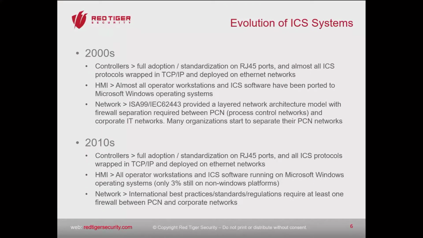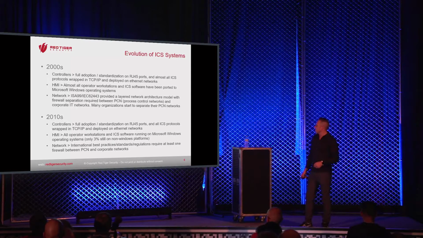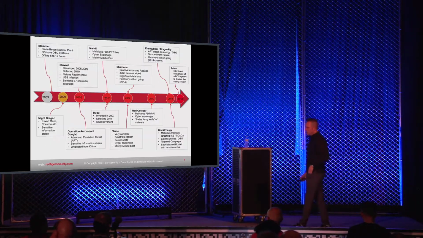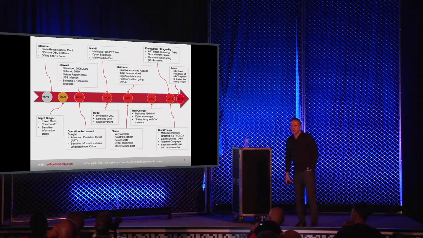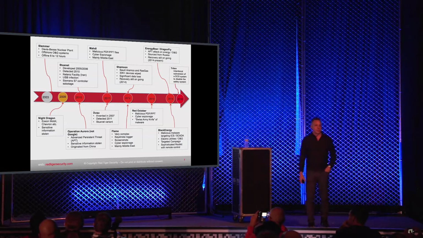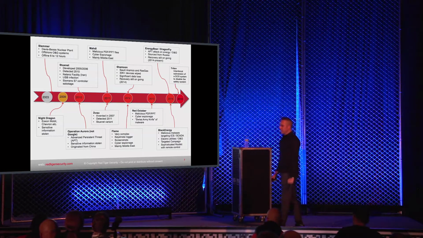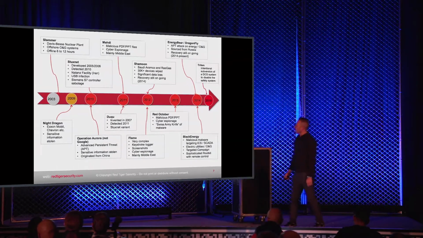Then we go into the last 10 years, and now we see full adoption of RJ45, all protocols wrapped in TCP. And so now these systems look and feel just like an IT network, but they don't have all the security capabilities of an IT network. So now that our DCS systems, SCADA systems look and feel and act like an IT network, we have to worry about a lot more than we had to in the past.